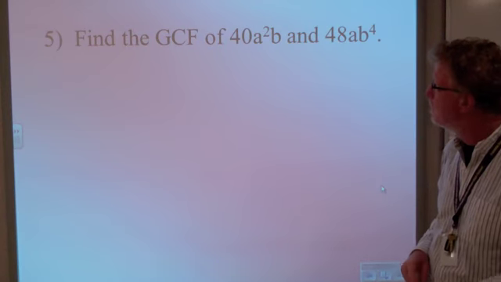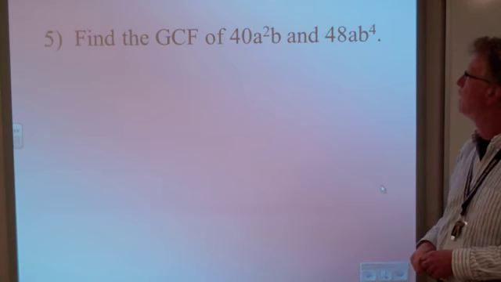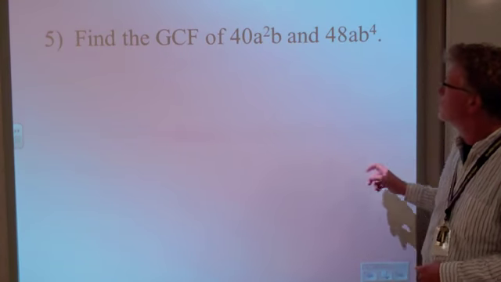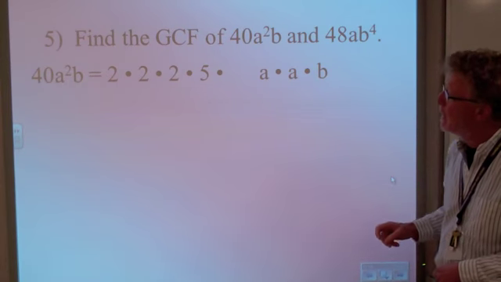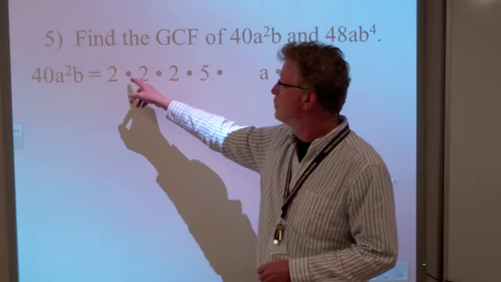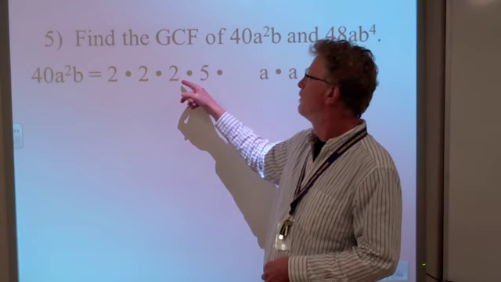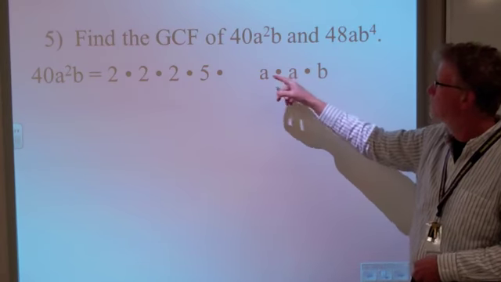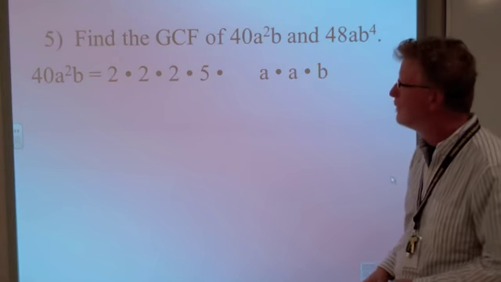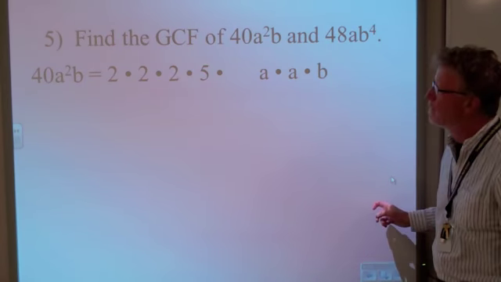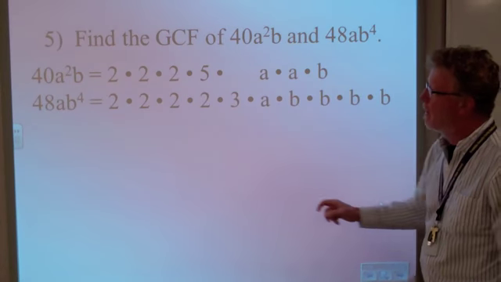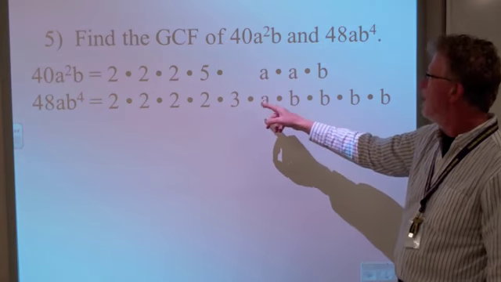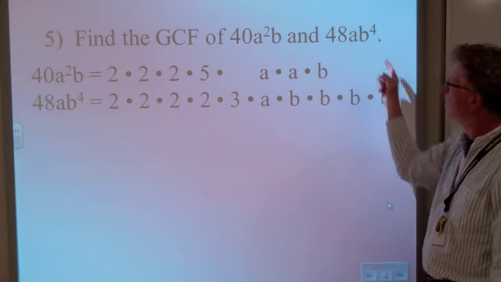All right, find the GCF of 40a squared b and 48ab to the 4th. Again, we're going to carry out the same process. We're going to find that 40a squared b is 2 times 2 times 2 times 5 times a times a times b. Because we had a squared b, a squared is a times a, and then there's your b. Now the 48ab to the 4th is going to be broken down into 2 times 2 times 2 times 2 times 3, and then we have the 1 a and we have 4 b's.